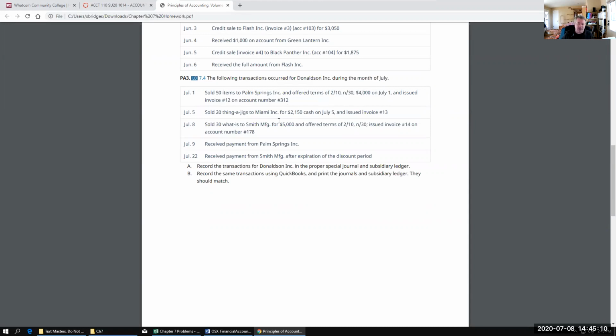So we look at the problem, we see what's happening, right? It says here the keyword sold, so we're going to be looking at the sales journal portion. Sold 50 items to Palm Springs Incorporated. We don't even have to really worry about the terms yet because they haven't paid, but we do need to worry about the 4,000 because that's how much it cost, and the invoice number and the account. So we know that it's a sales transaction because it's a sale. We know it's on account because there are terms here, and we know that it's with Palm Springs Incorporated.